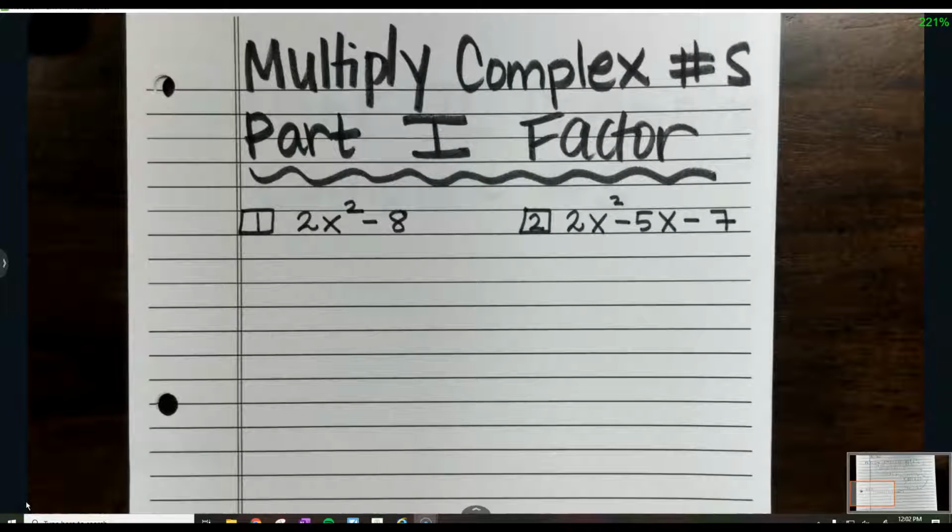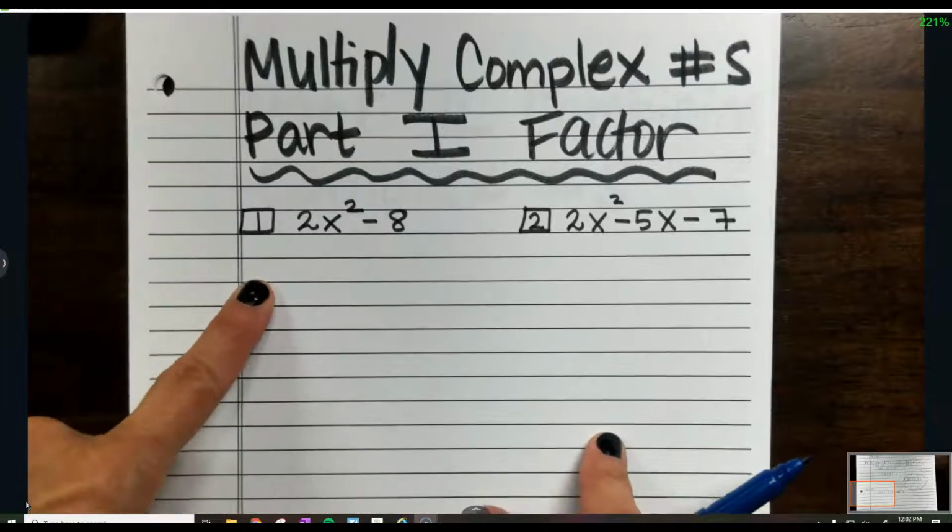Part 1 of today is to factor. Something that I really didn't stress, that I kind of regret, is always to check for the GCF. So I'm going to give you lots of practice problems with that. So we're factoring these two expressions.